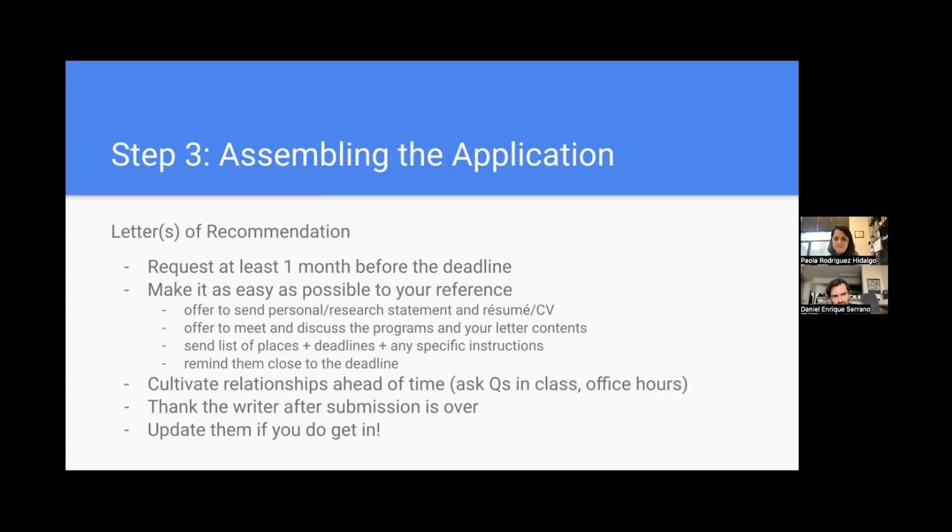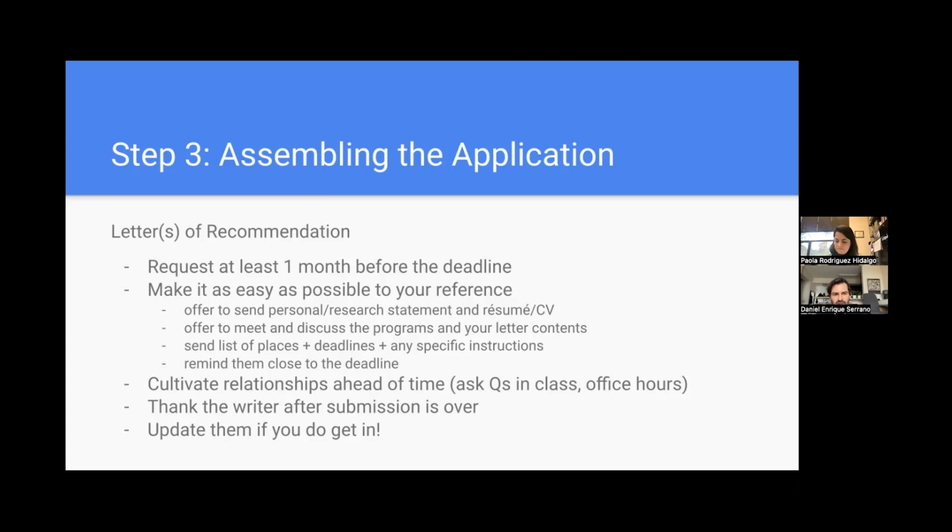Just going a little bit into the past, it's good to cultivate relationships ahead of time. So if you're thinking about applying to an REU later into the future, it might be a good time to ask questions in class, show up to office hours, so that you get the attention and build a relationship with your professors that then could become someone that you can ask for a letter and feel comfortable asking for a letter that will be informative and will be a strong letter.